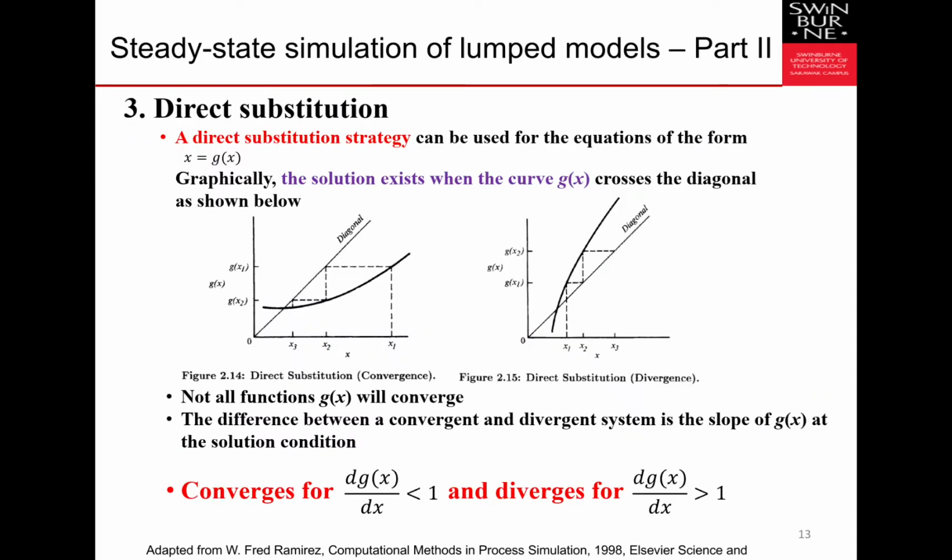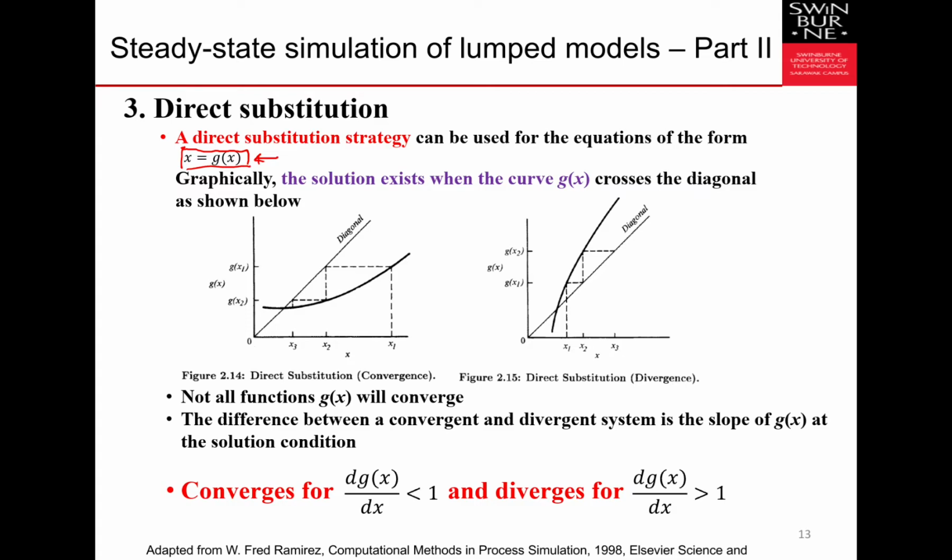Okay, the third method is the direct substitution. A direct substitution strategy can be used for equations of the form x equal g(x). So you basically have to formulate your function into this mathematical form. Okay, so graphically the solution exists when the curve g(x) crosses the diagonal as shown below.